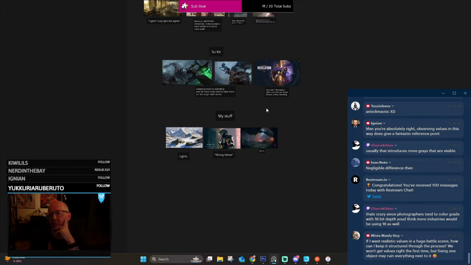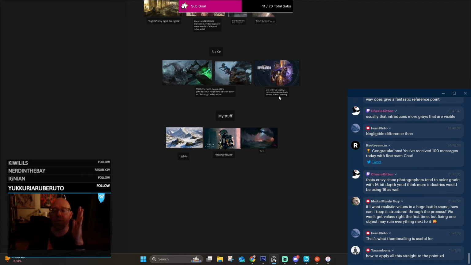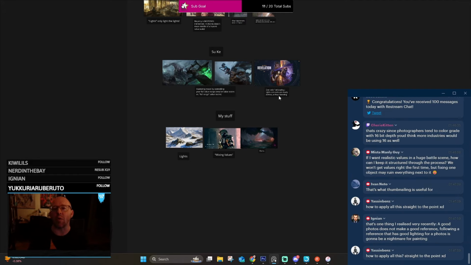If I want realistic values in a huge battle scene, how can I keep it structured throughout the process? We won't get values right the first time, but fixing one object may ruin everything next to it. Not if you lock in your values. And that's actually what we're about to talk about. If you give yourself wiggle room in the midtones, we're going to look at literally a Craig Mullins that has thousands of people in this picture. If you set up your values correctly, not only will it answer that question, it'll do it without you thinking about it, which is the best type of answer because you don't have to put any more mental thought into it, right?